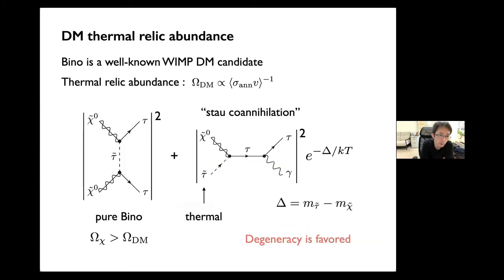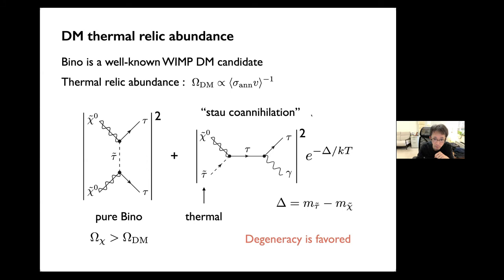Okay, so one of the famous scenarios to explain the dark matter relic abundance is thermal production. And the Bino is a well-known WIMP dark matter candidate. And as you know, the thermal relic abundance is proportional to the inverse of the annihilation cross-section. When we consider pure Bino dark matter, the dark matter abundance becomes much, much larger than the observed dark matter abundance. So we have to consider a mechanism to reduce the dark matter abundance. So we have to enhance the annihilation cross-section.